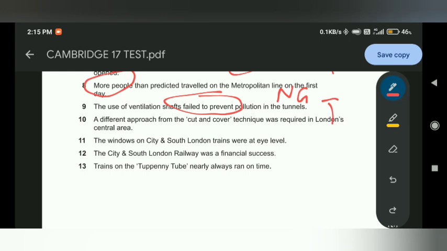A different approach from the cut and cover technique was required in London's central area. So in this the main idea is a different approach. So we need to look for London central area and cut and cover in the paragraph to find its location. So let's get right.